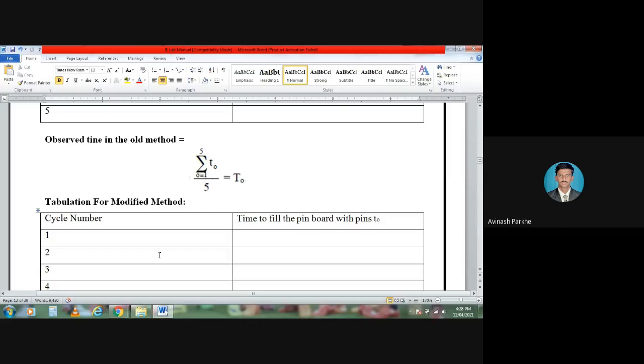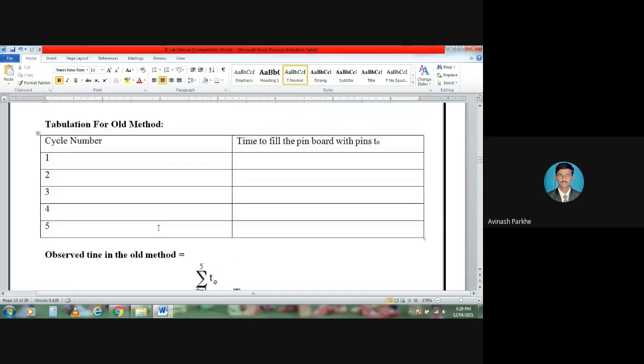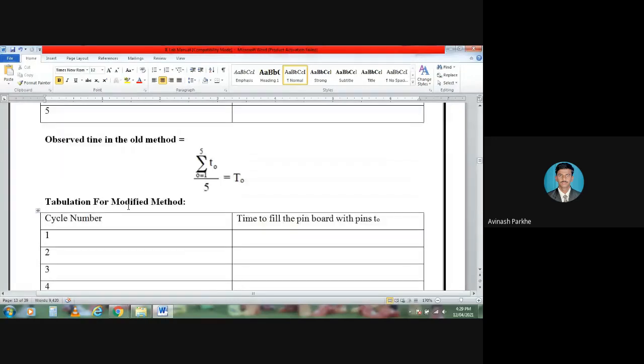But in the video I explained, there were a total of 5 cases, 5 experiments, which means they would have to prepare a total of 5 tables, and out of those 5 readings, or 5 tables, you have to take the final conclusion that case number 4 is very effective. But in this particular experiment, what is given in your syllabus is tabulation for the old method and tabulation for the modified method. So here, as per their requirement, you have to perform only 2 experiments.